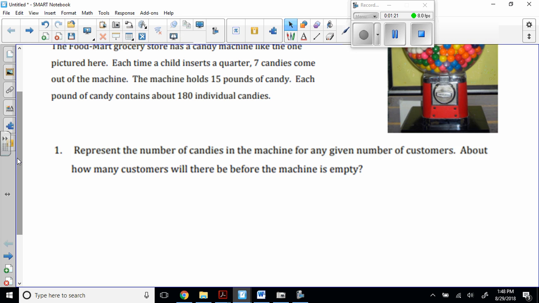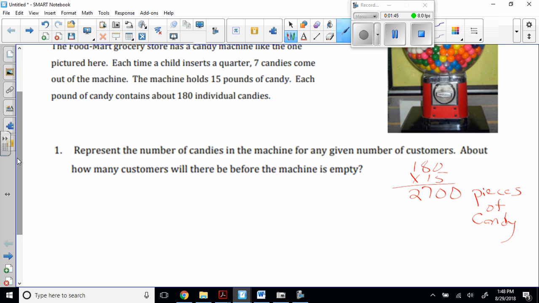So how are we going to do that? Make the total. Well, how'd you get the total? 180 times 15, which is what? 2,700. That's pieces of what? Pieces of candy. Okay, so I know how much candy's in there. Okay, so what do I do with that?